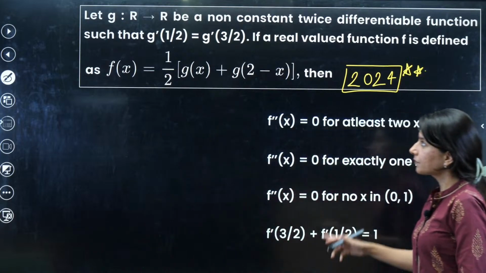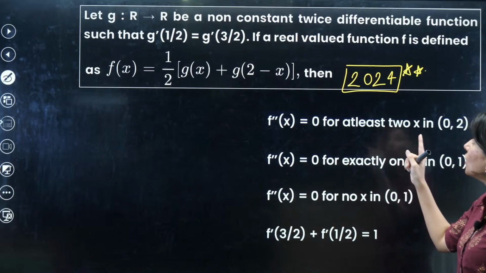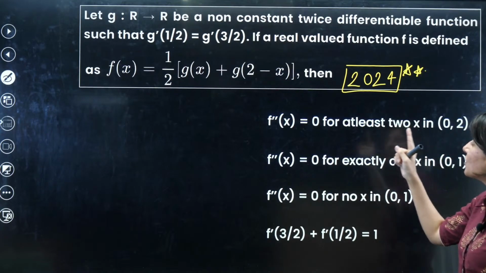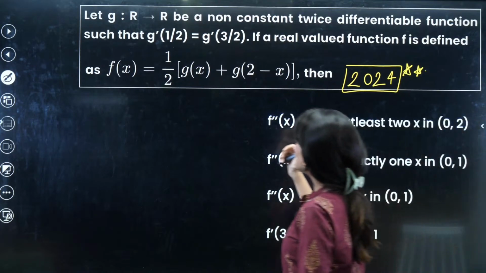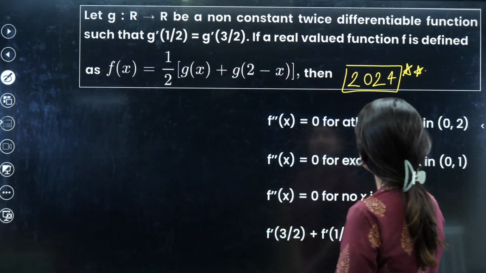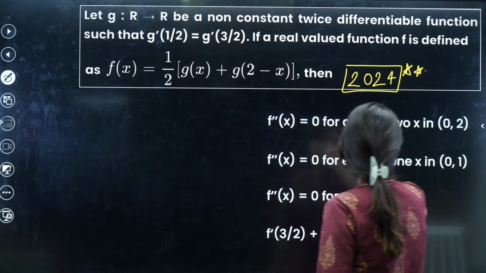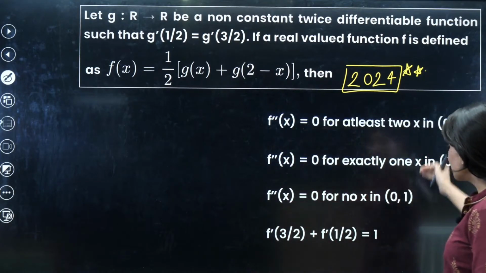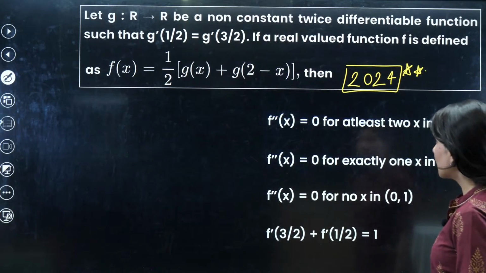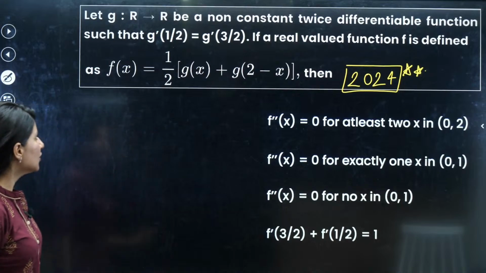that let g going from R to R be a non-constant twice differentiable function such that g dash half is equal to g dash 3 by 2. If a real valued function f is defined as this, then we need to figure out which of the following is correct. Okay, all right, yes, JEE Main 2024.